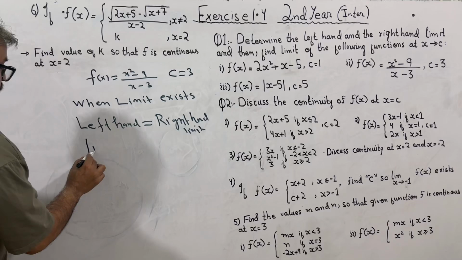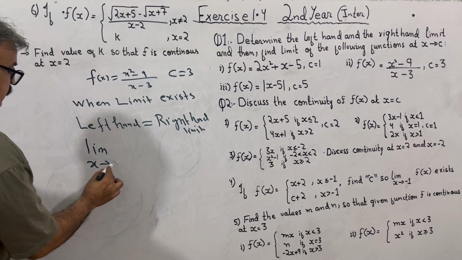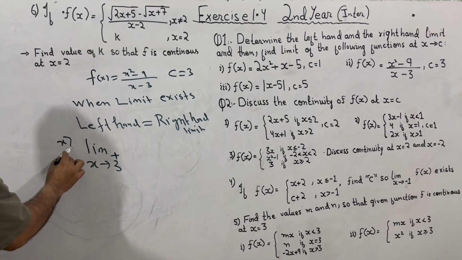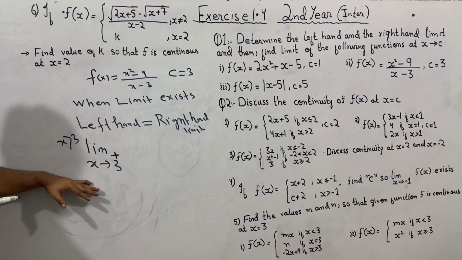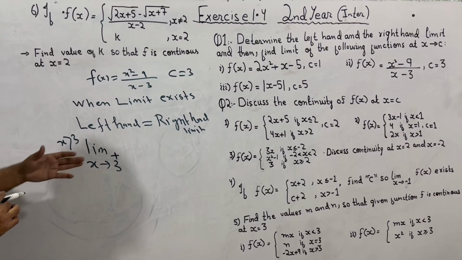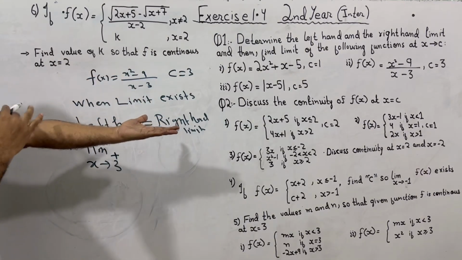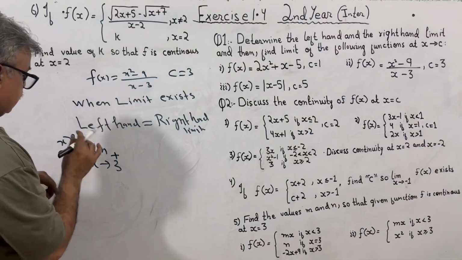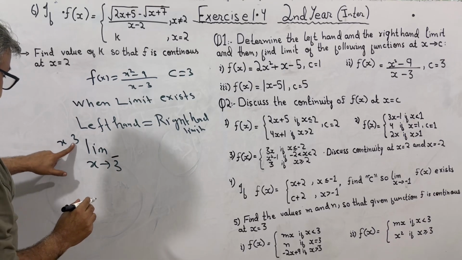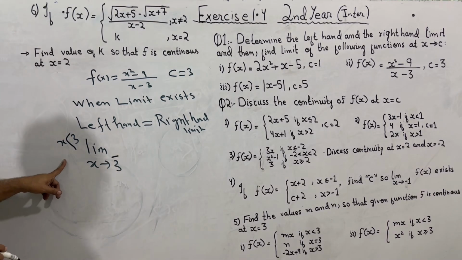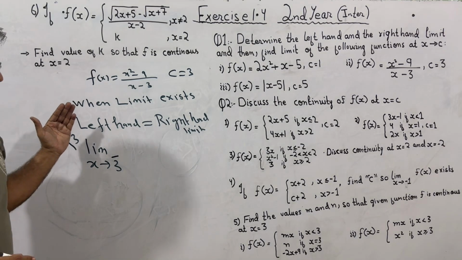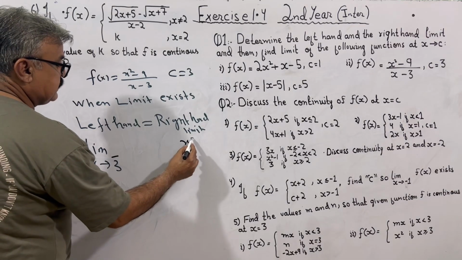Okay, so our limit is x tends to 3. If I utilize a positive sign here, it shows that x must be greater than 3, meaning we are approaching 3 from the right hand side on the real line. What about the left hand? This is our left hand limit. Let me write here, and it must be less than 3. When x is less than 3, we are approaching 3 from the left, and right hand limit means x is greater than 3.